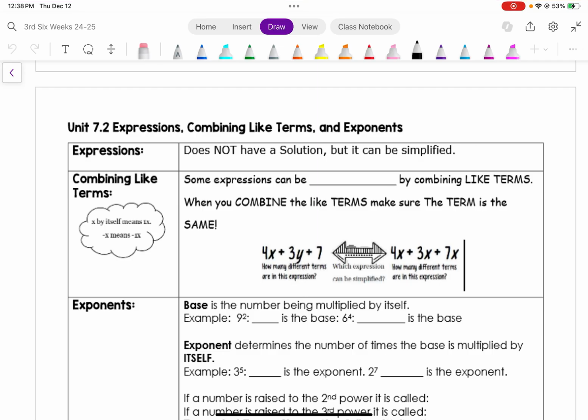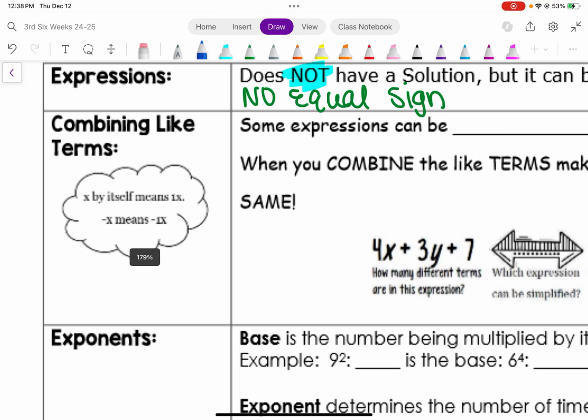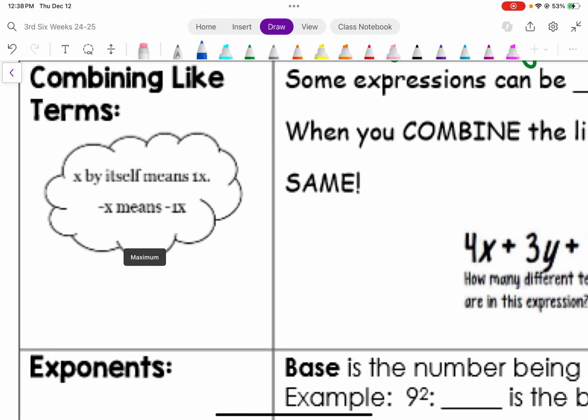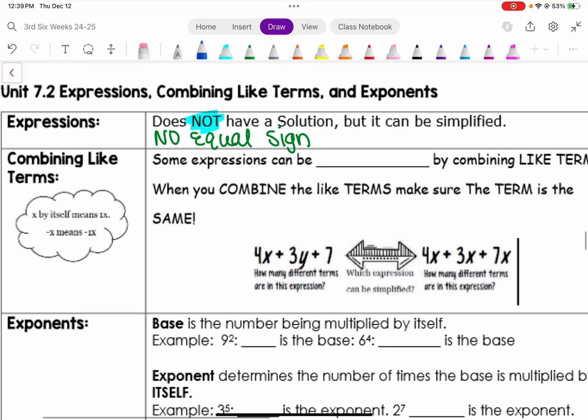7.2 expressions combining like terms and exponents. Remember that an expression does not have a solution. It can be simplified. What that means is there is no equal sign, but it can be simplified, and I'll show you why, because that would be talking about combining like terms. Remember that x by itself means 1x and negative x means negative 1x.